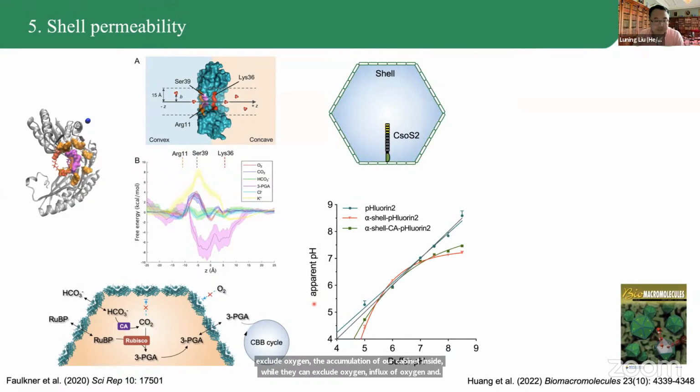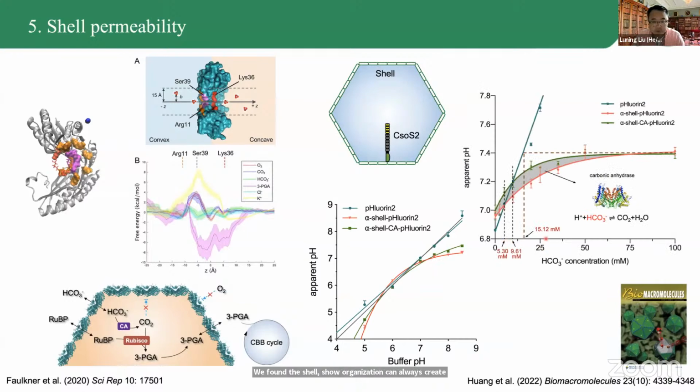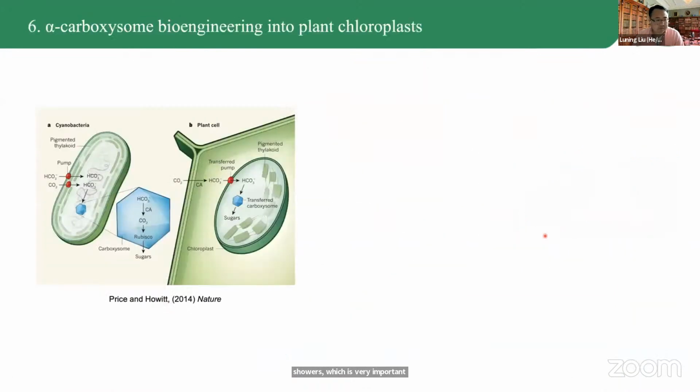We also developed experimental techniques by building an empty shell and recruiting a pH-sensitive fluorescent reporter to indicate the internal pH compared to the external pH environment. We found the shell organization can always create a low pH environment, and up to 15 millimolar of bicarbonate can be accumulated inside the carboxysome shells, which is very important for the cargo activities.